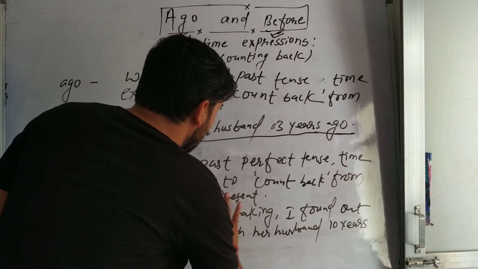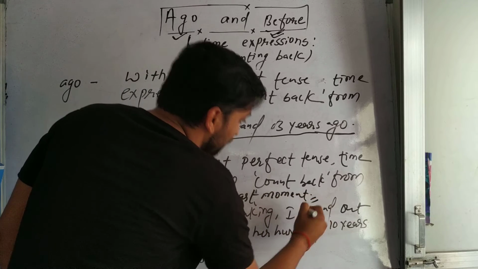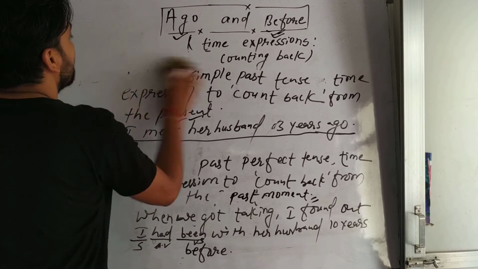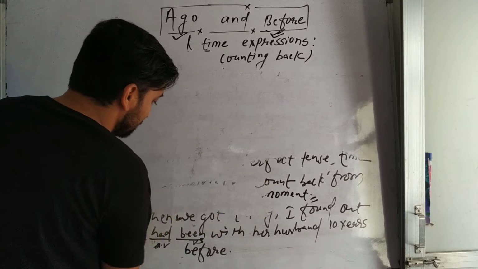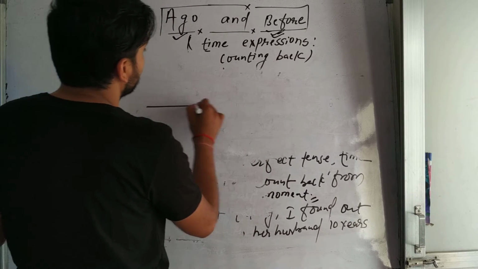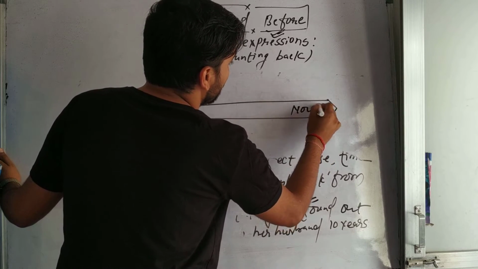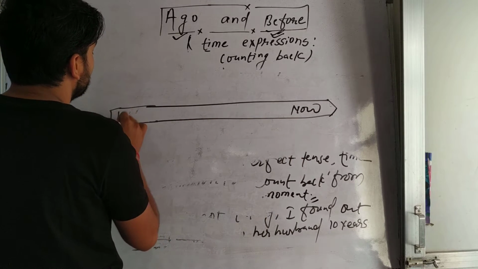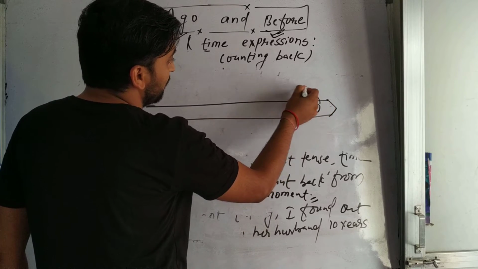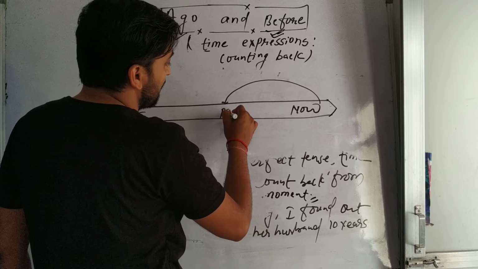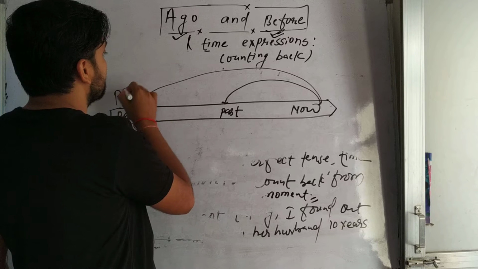So you can say count back from the past moment. From the past moment. That is more important here. So even you can say like this. See, this diagram will help you to understand. Here is a diagram like this. Suppose this is now, and this is past. Similarly, see here. When you are taking back like this, this is simple past, and when you are taking back like this, this is past perfect.